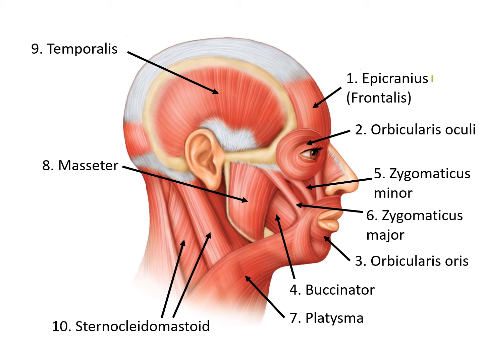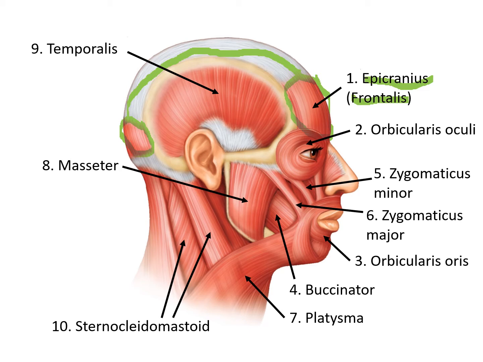So the first one, epicranius, is here. Now this portion of it is called the frontalis. This little bit back here is also part of it and is called the occipitalis. And then this big aponeurosis connects them.